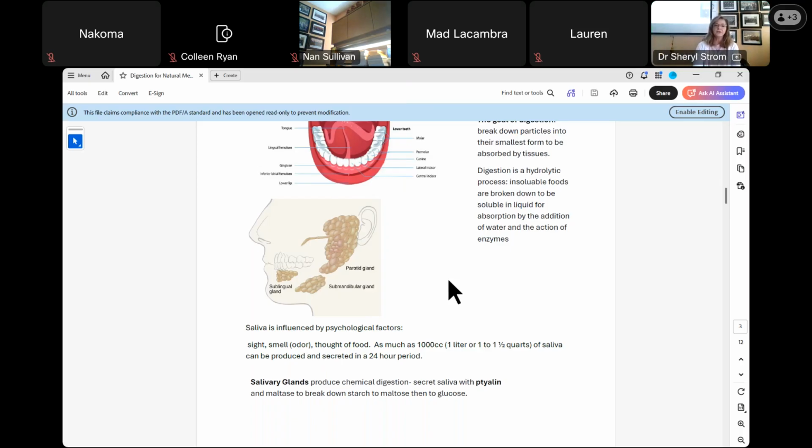Now look at this picture and the location of the salivary glands. When you enter into the mouth, right underneath the tongue, you have the sublingual gland. And further down underneath the tongue and back is the submandibular gland.